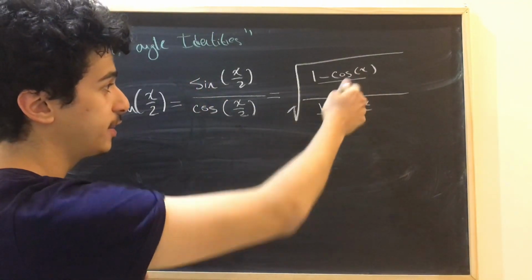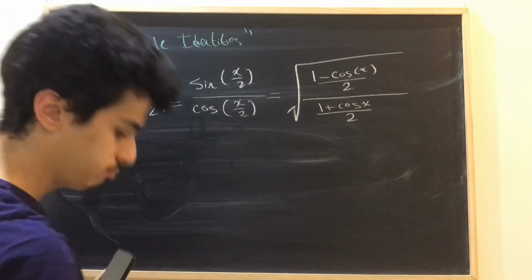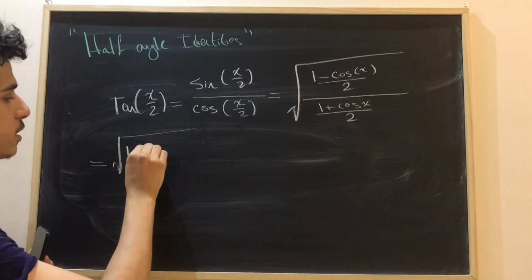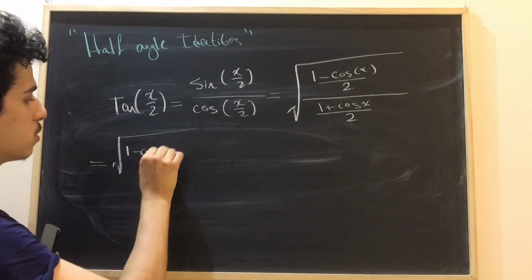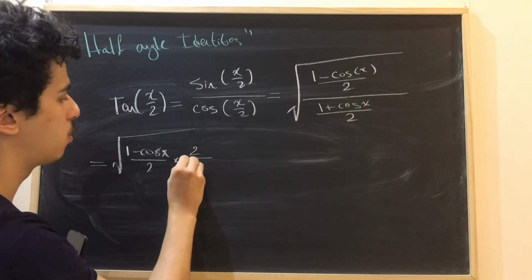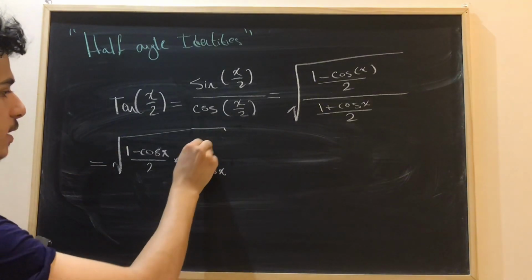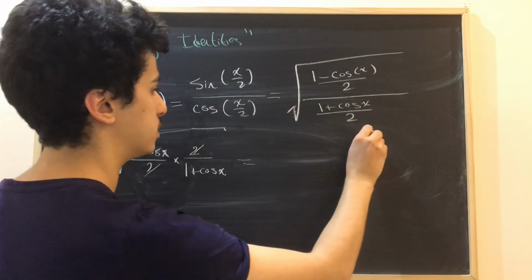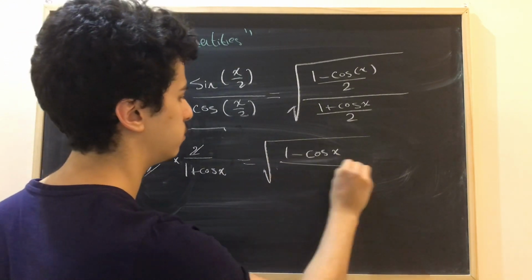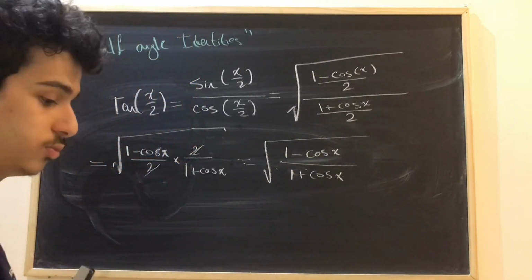Now, of course, we're dividing these. We can do 1 minus cosine x over 2 multiplied by the reciprocal. We'll have the square root of 1 minus cosine x over 2, times 2 over 1 plus cosine x. And that's the reciprocal. The 2's will cancel out. Very nice. I will have this equal the square root of 1 minus cosine x over 1 plus cosine x.